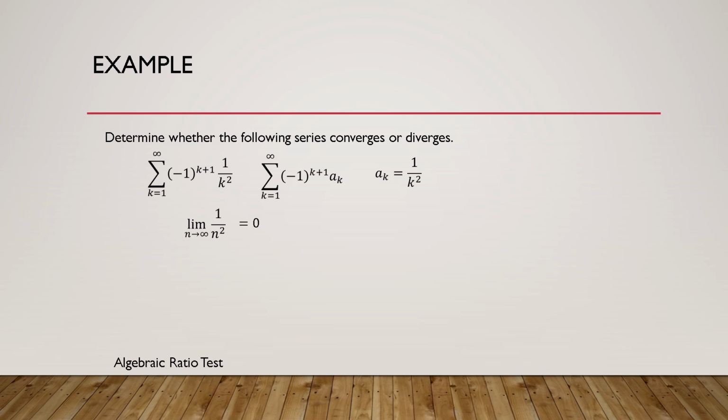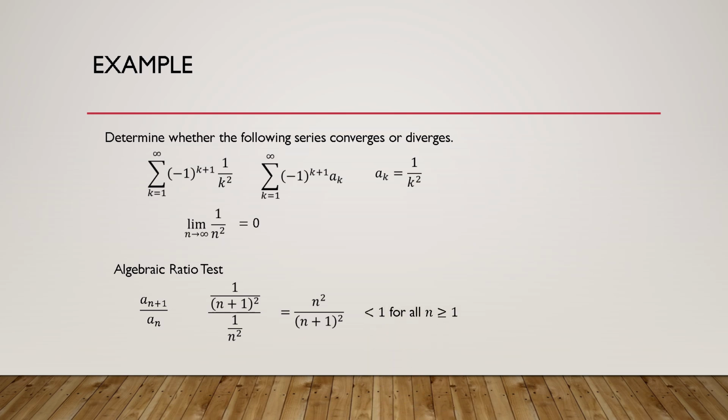Secondly, we use the algebraic ratio test, a sub n plus 1 over a sub n. In this case, 1 over n plus 1 quantity squared over 1 over n squared. This simplifies to n squared over n plus 1 quantity squared. For all n greater than or equal to 1, the denominator will be a larger value, so it is less than 1 for any n greater than or equal to 1. Therefore, the series is also non-increasing and as such converges.